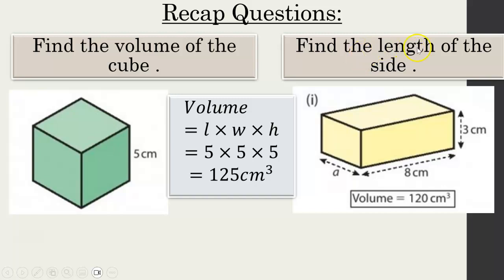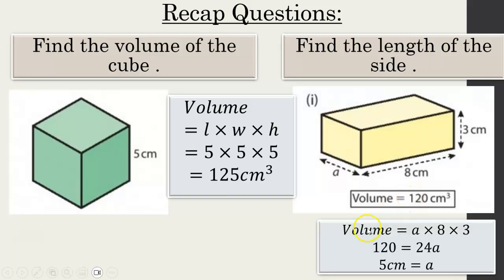Okay, find the length of the side. It's told me this is 8 centimeters. It told me this was 3 centimeters. Then it told me the whole volume was 120 centimeters cubed. So the volume is length by width by height, whatever you want to call it. So that's A by 8 by 3.